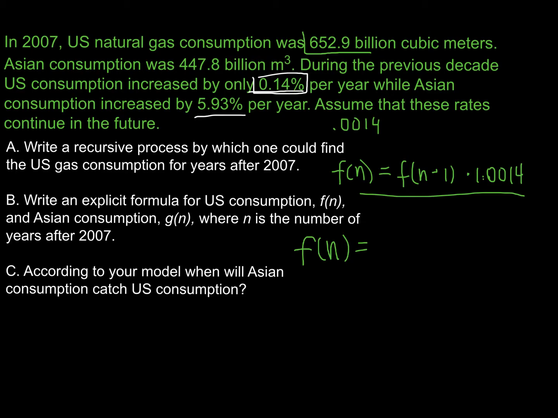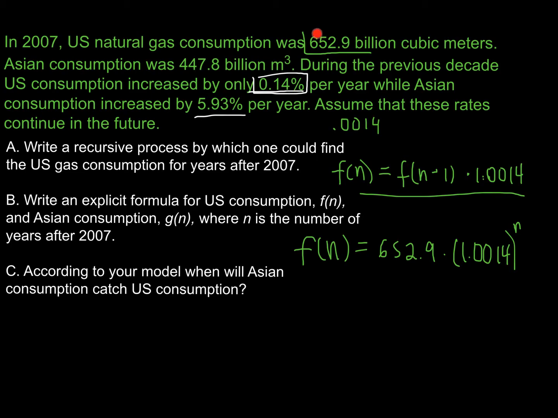And we're going to be multiplying it by 1.0014 a certain number of times, right? Because each year, that's what I'm going to multiply by. So if I were moving 5 years down the road, I'd have to multiply it by 1.0014 5 times. So I'm going to take my initial consumption, 652.9, and I'm going to multiply it by 1.0014 n times. Right? Because n is the number of years after 2007.